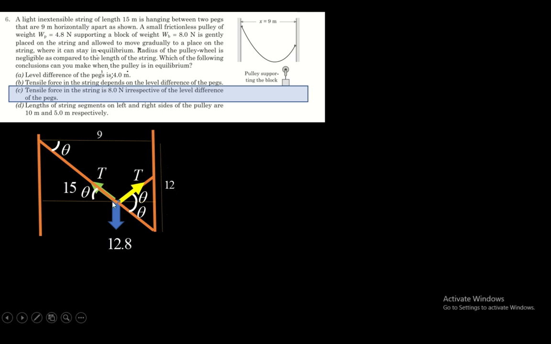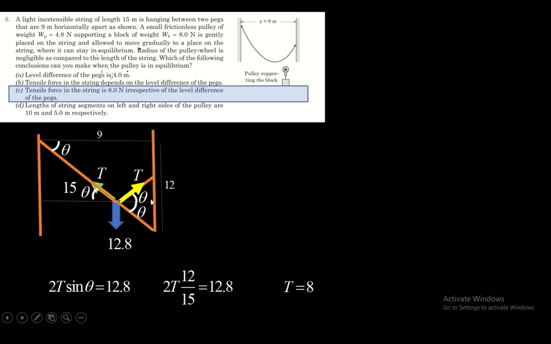From getting the vertical forces on the pulley, we have this equation: 2T sine theta is 12.8. And how much is sine theta? From this triangle you can see, sine theta is 12 over 15. So just put the value of sine theta and solve for T. So T is coming out equal to 8. So option C is correct. The tension is 8 irrespective of the level difference.